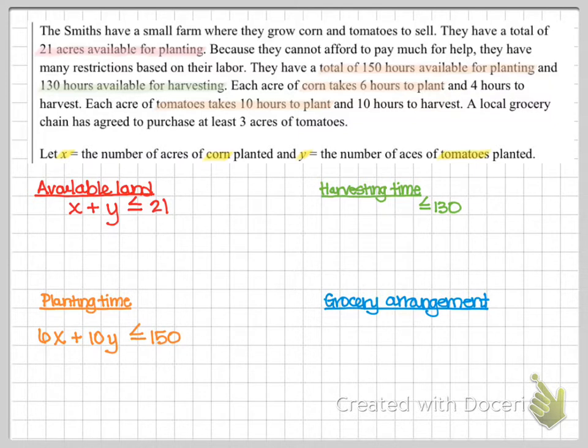We're now talking about harvesting time. Okay, so corn, I'm going to highlight that in green also. 4 hours to harvest. Okay, so 4 hours for corn. So I think that's going to give me 4x. So harvesting time for corn.